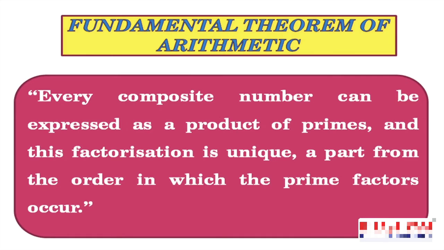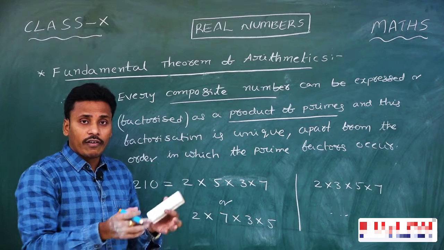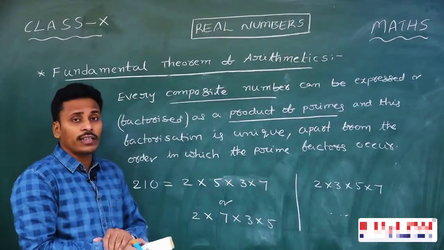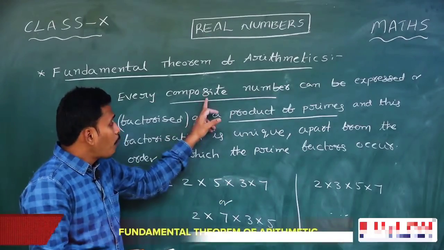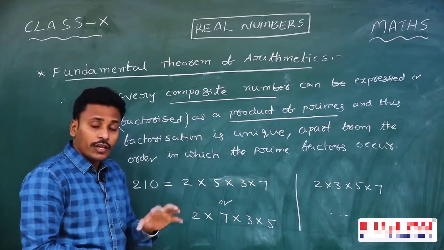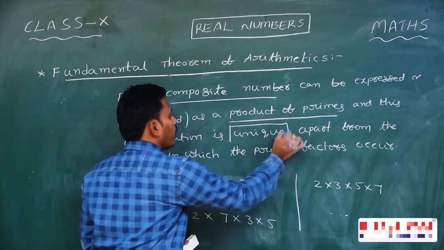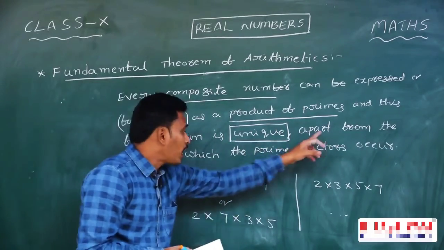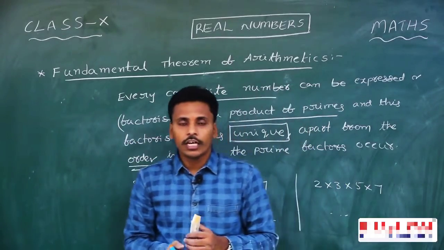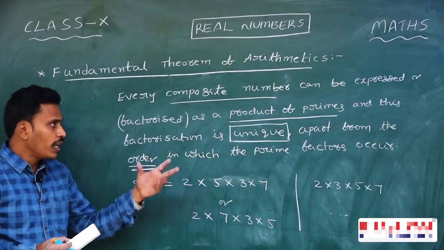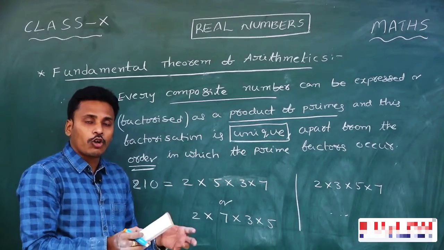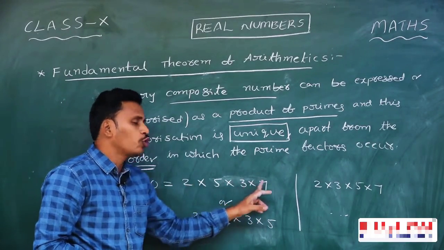Because in our earlier classes we know the process of prime factorization: writing a composite number as a product of its primes is prime factorization. And here the fundamental theorem of arithmetic states, beyond that, that a composite number can be expressed as a product of primes, and this way of expression is unique apart from the order in which the prime factors occur. That's what we need to analyze. Let's discuss it with an example, 210. If I factorize it as a product of primes, it is nothing but 2 into 5 into 3 into 7.